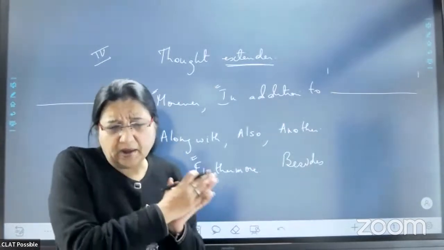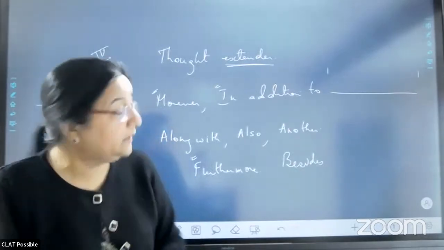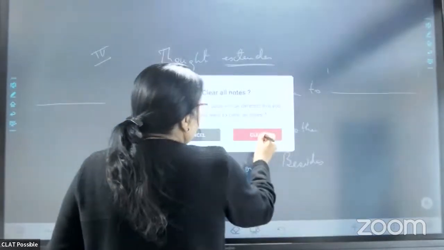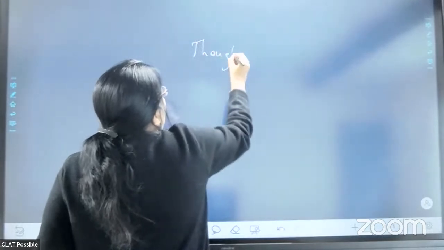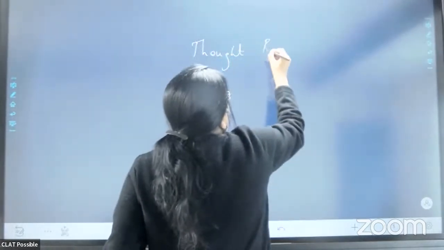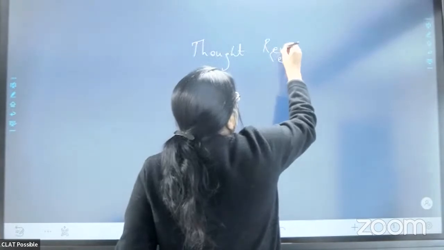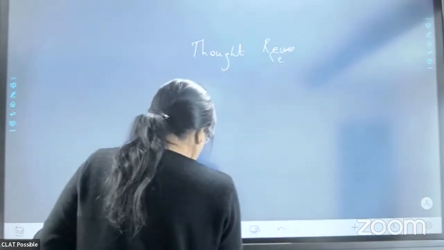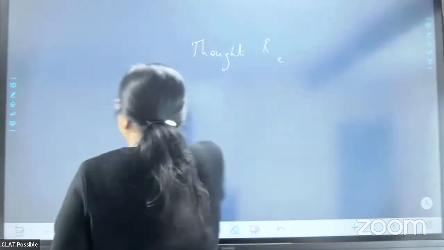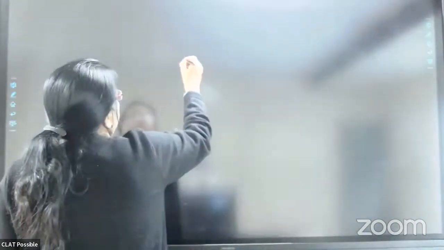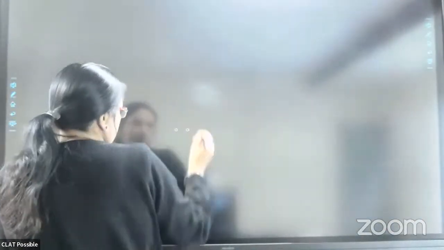Most important, this pair is not very much used, but here comes the next pair that we're very often going to use, and I'm highlighting this by saying thought reverse. Now you'll say, what is a thought? Just one minute. Let me just take a reason.